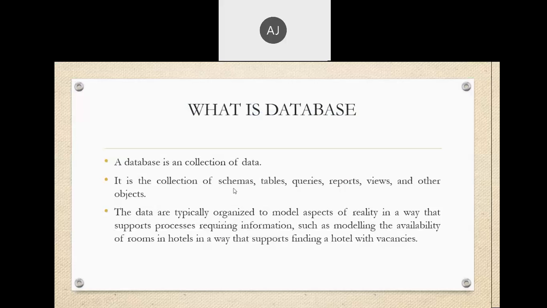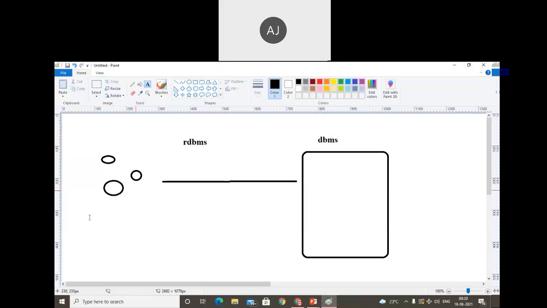Schema is nothing but, we can say, a skeleton. It is a collection of schema, tables, queries, reports, views. These are related to the processing, and other objects. So what is a schema? Schema is nothing but a skeleton. That means if you want to store the data, then we need to define the schema. So what is a schema?